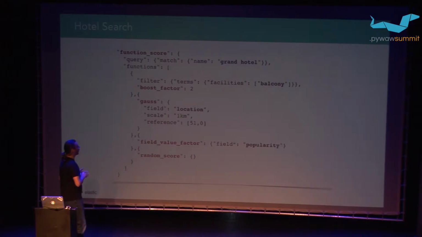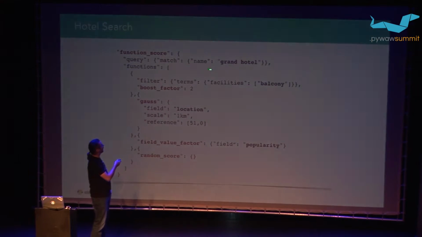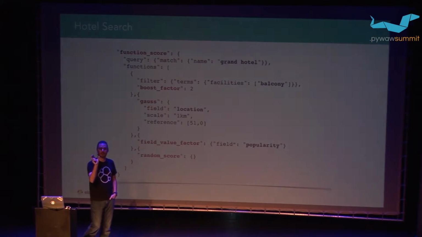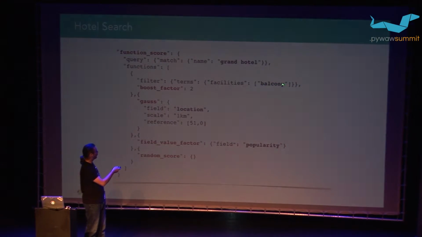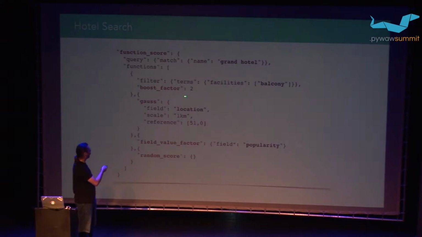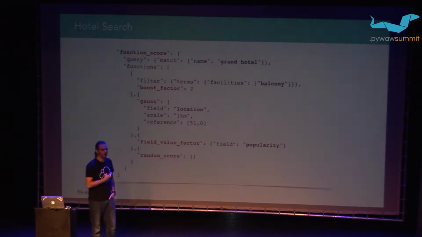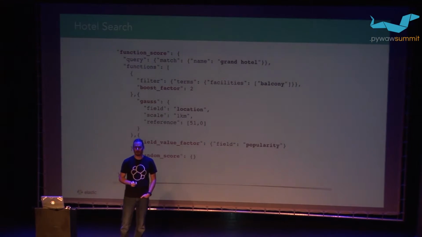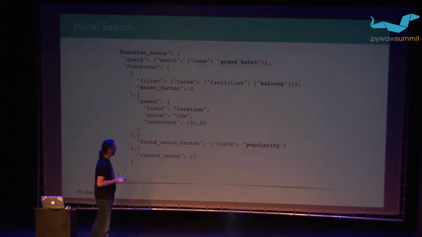So this is a very simple query. We're looking for a hotel that has Grand Hotel in the name. We want to have a room with a balcony. So if the facilities array, if the facilities list contains balcony, we want to add 2 to the score. So we don't want to filter by it. We don't want to limit ourselves to only the hotels with balcony, but we want to favor them. And that is a crucial difference.